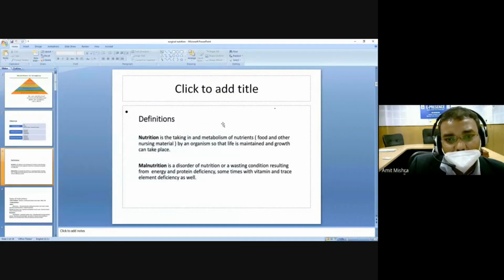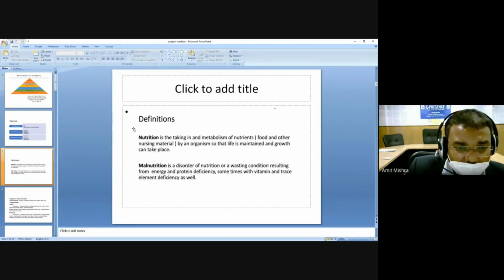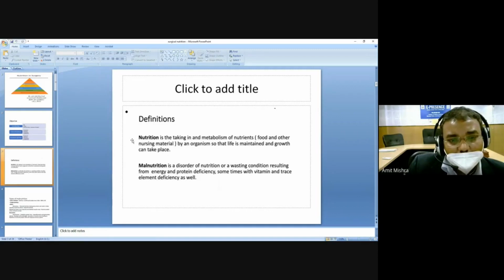So basically, what we should learn here is what the basic problem is if the patient is not nutritionally fit for surgery. Definition-wise, there are a lot of definitions, but the basic and simple definition is that nutrition is the taking in and metabolism of nutrients by an organism so that life is maintained and growth can take place. This is a simple and elaborated definition of nutrition.